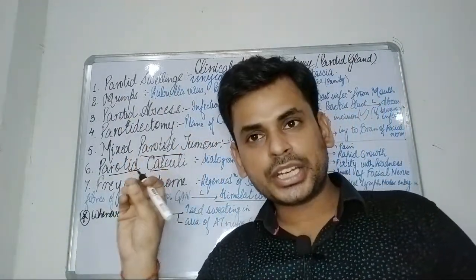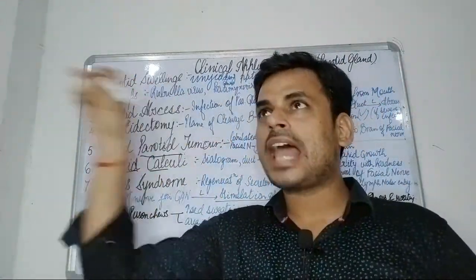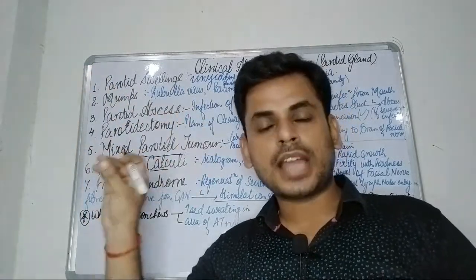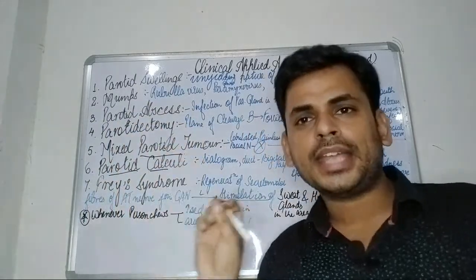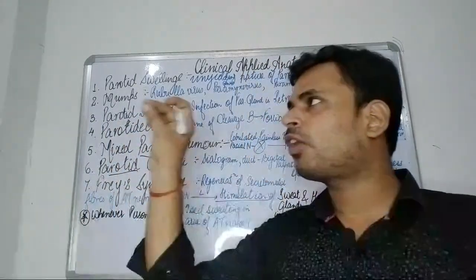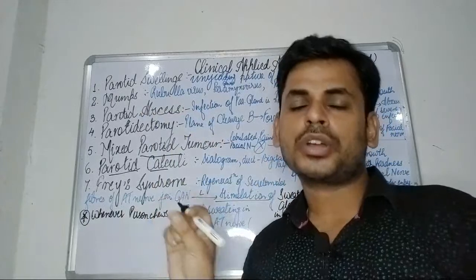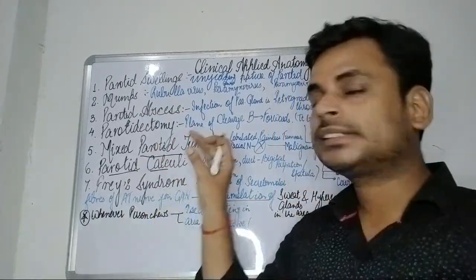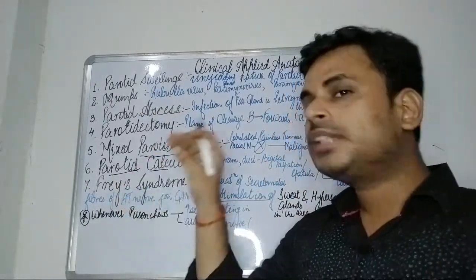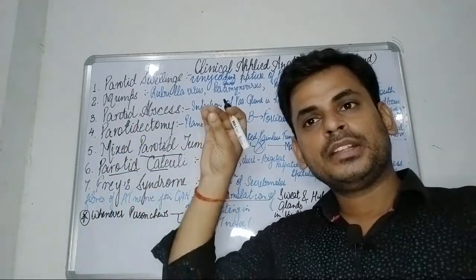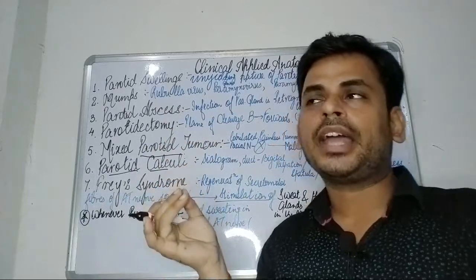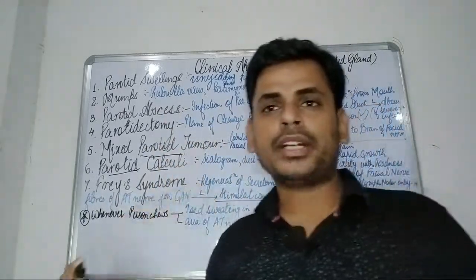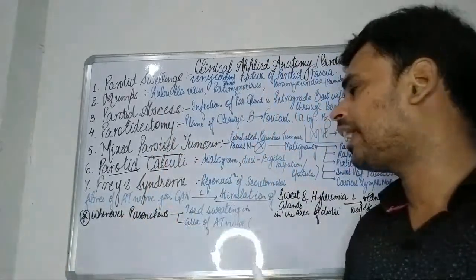There are certain conditions in which, in the Stensen's duct of the parotid gland, a stone-like mass, or calculi, is formed within the duct. So the Stensen's duct of the parotid gland is obstructed with the calculi, and it is called the parotid calculi.